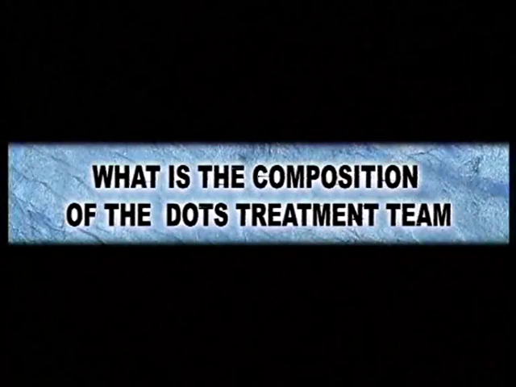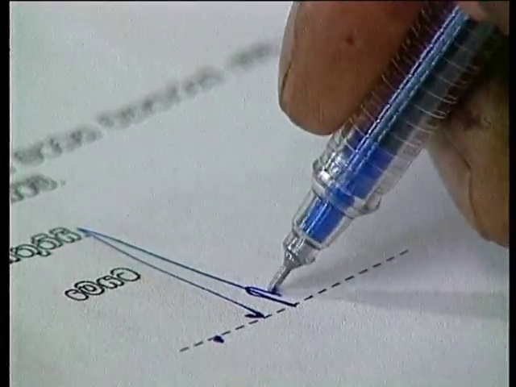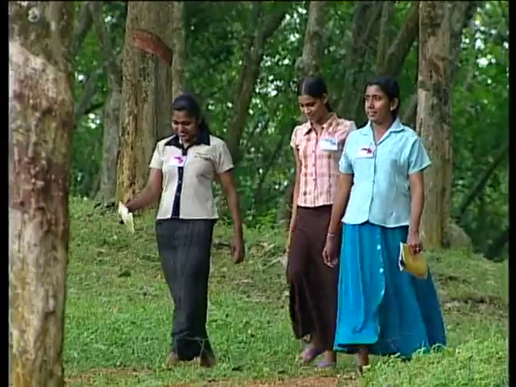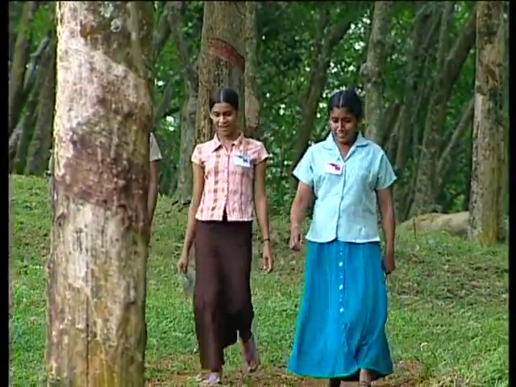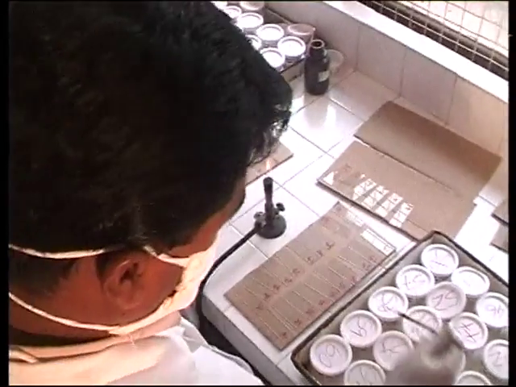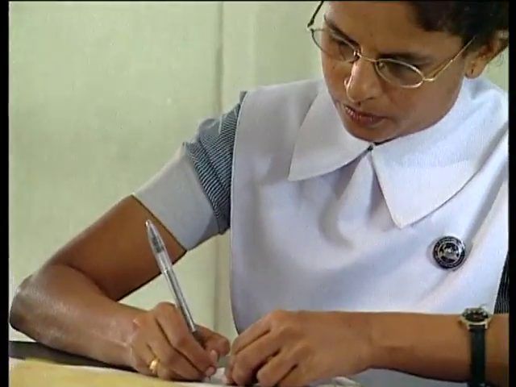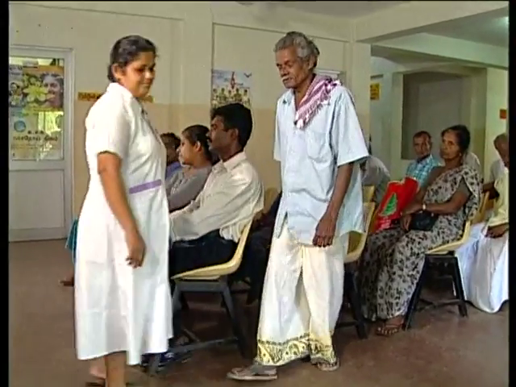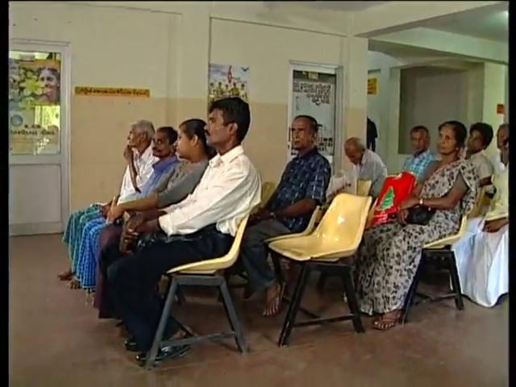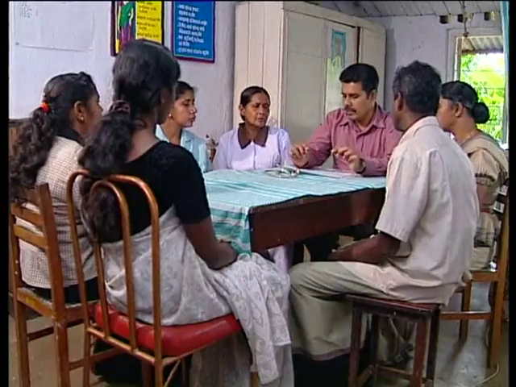What is the composition of the DOTS treatment team? Those who are policy or decision makers, those who refer suspected TB cases to the authorities, those who conduct the microscopy services, those who register the patients and refer them for DOTS treatment, those who function as observers to ensure the patient takes his medication, and those who are responsible for supervising and monitoring the patient's intake of medication and following up the results thereof.